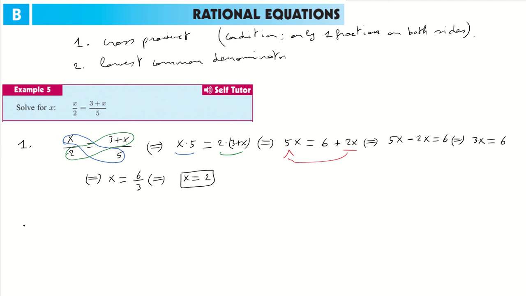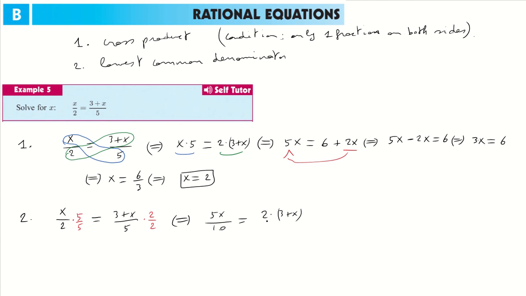Okay. Let's apply the second method, lowest common denominator. So I have x over 2 on the left hand side, and on the right hand side I have 3 plus x over 5. So I have to go to the lowest common denominator. I have a 2 here and a 5 here. There's one way to go to the lowest common denominator by multiplying the left hand side by 5 over 5 and the right hand side by 2 over 2, because then I have in the denominator 2 times 5, which is 10. So the left hand side becomes 5x over 10, and the right hand side becomes 2 times 3 plus x over 10.